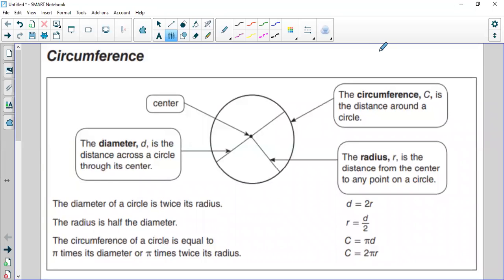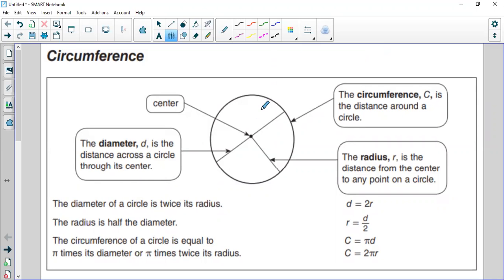Alrighty, guys. We've done some volume of three-dimensional figures, rectangular prisms and triangular prisms. Now we're going to move on. Our next set of three-dimensional figures is all going to be based around circles. So before we move into what the three-dimensional figures look like, let's go back and talk about circles for a little while. We need to know parts of a circle. We need to know how to find circumference and area of circles. We need to really re-examine circles.